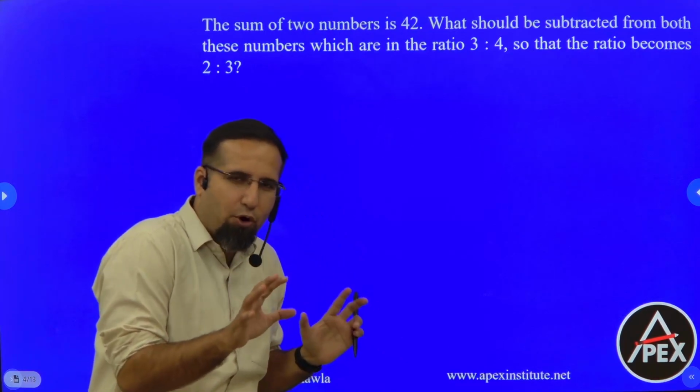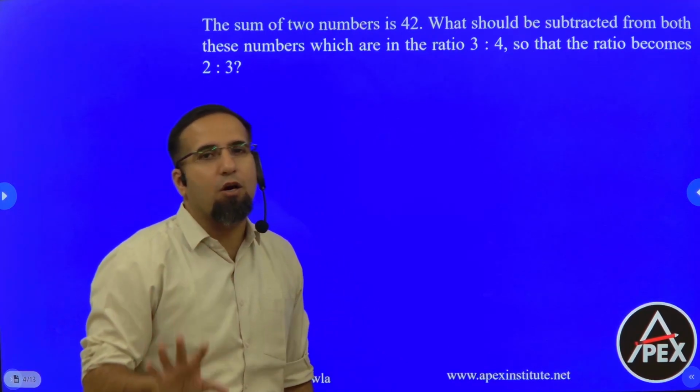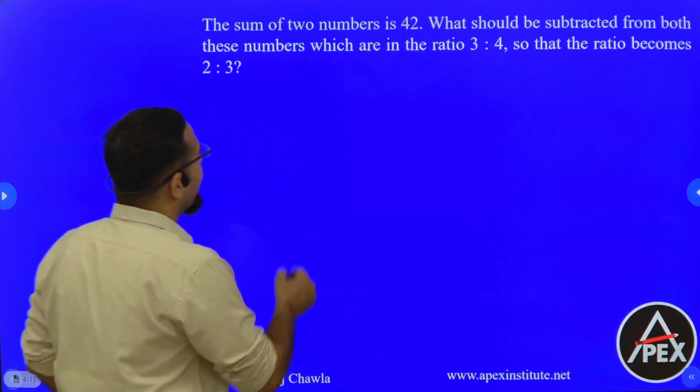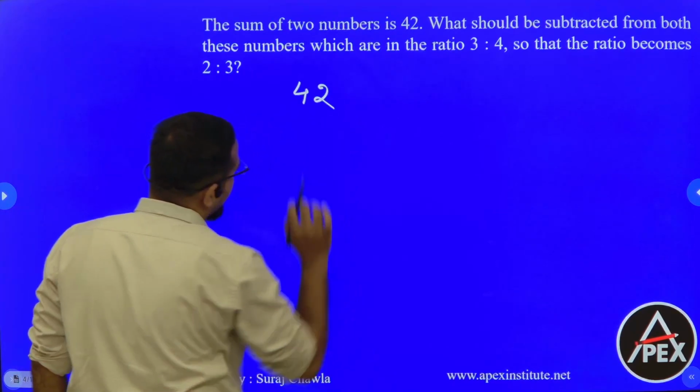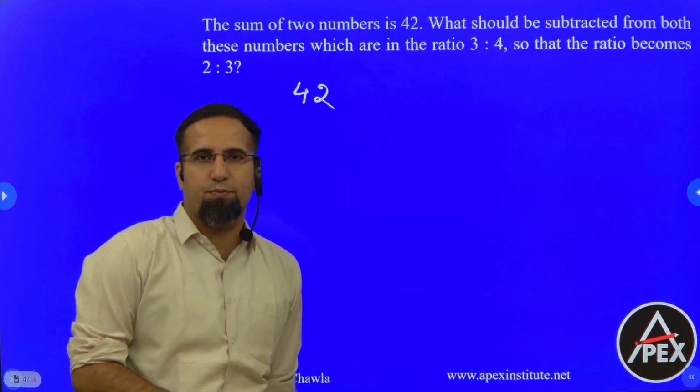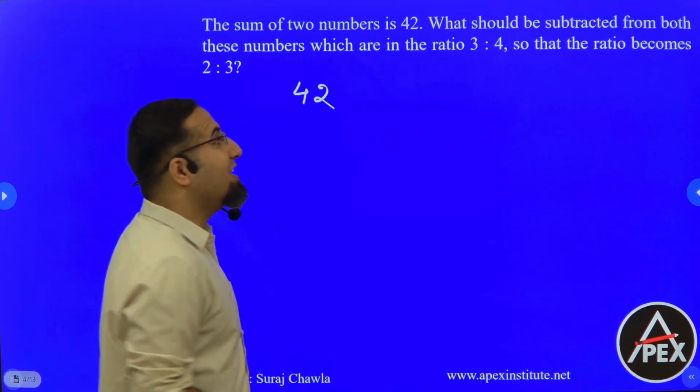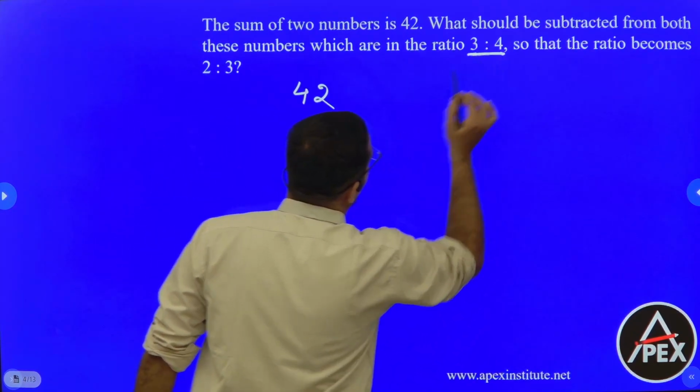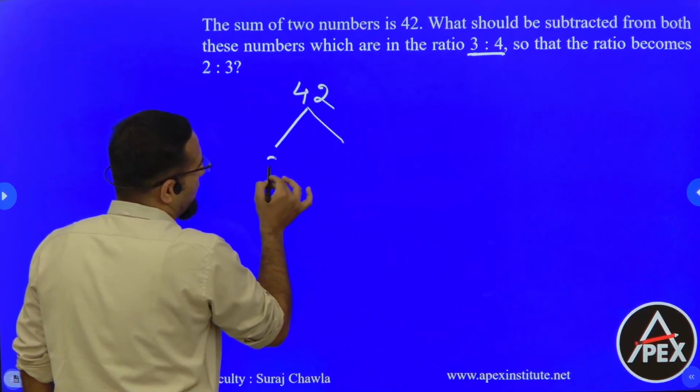2:3. Now it's very important for you to write down what is given. So what is the first thing given to us, guys? The first thing given is that the sum of them is equal to 42. And it is also given that their ratio is 3:4.